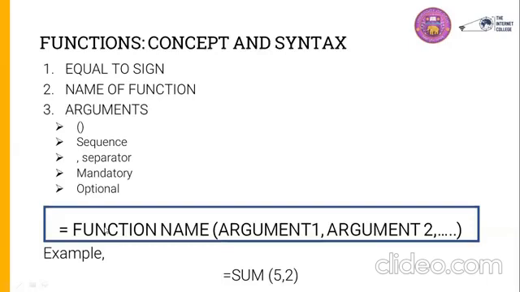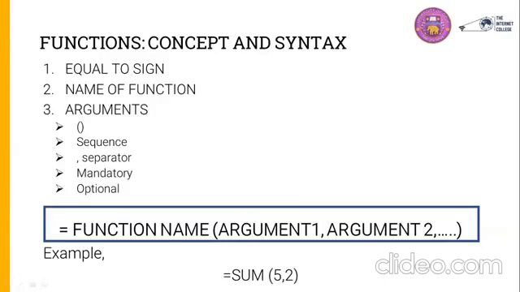Some arguments may be mandatory, that means to get the result you must give these arguments. Some arguments may be optional. The default values may be assumed by Excel even if you don't give the optional arguments. So this is what my functions look like.